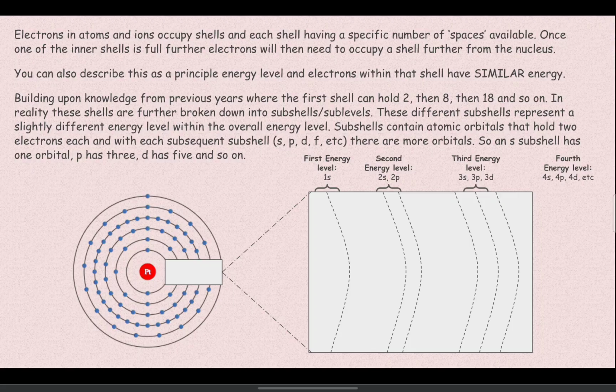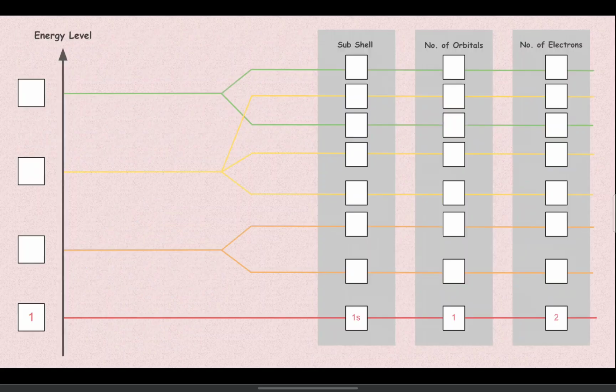And then you've got the third shell, which has an s, a p, and a d subshell. Again, the s subshell has 1 orbital that can hold 2 electrons. The p has 3 orbitals holding 2 each, and the d has 5 orbitals, which also hold 2 each. A lot of information. It makes sense later on. So I'd implore you to pause and try and give this a go first.